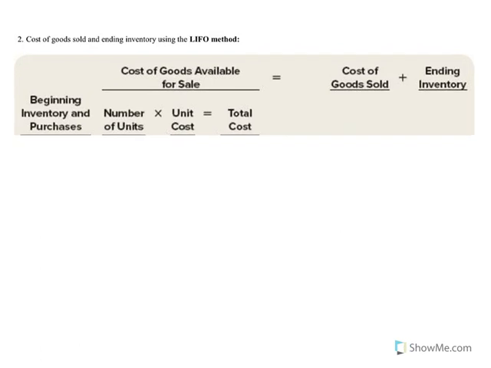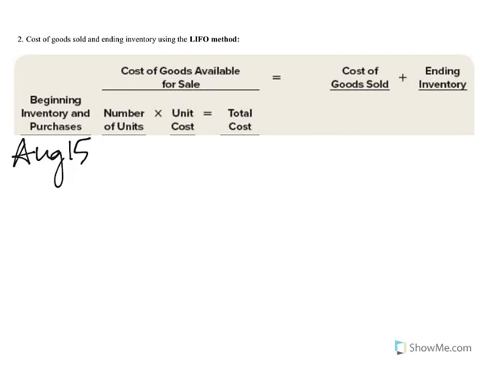Okay, now we're going to calculate cost of goods sold and ending inventory using the last in, first out, or LIFO, method. In this case, we are going to assume that the purchases that we made most recently are what are sold first. The last items we purchased are the first ones that are sold. So in this example, I'm going to start with the August 15th purchase.